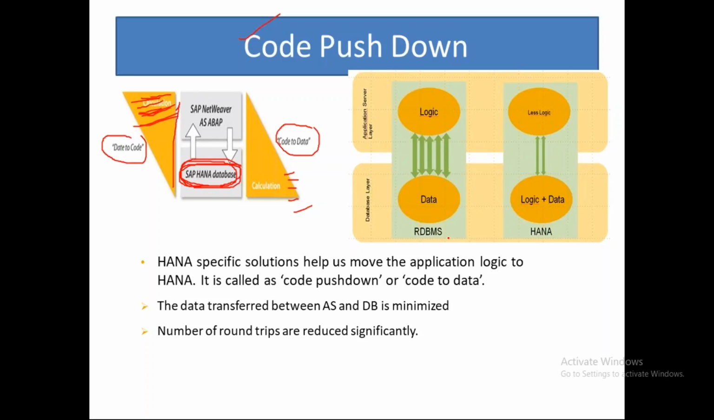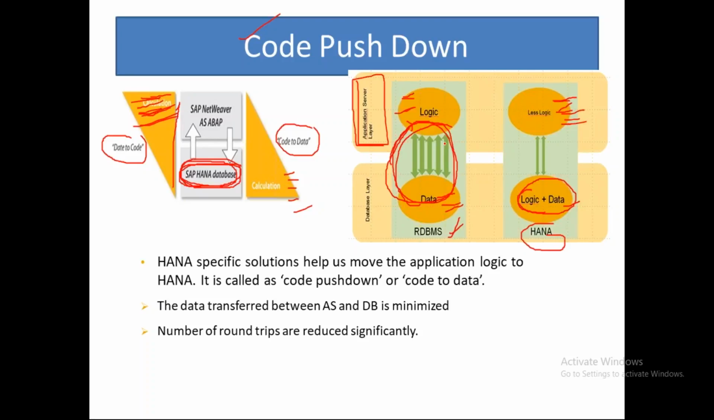There's another example here. In a traditional database, your data resides here, we get it into the application layer, and here we do all the logic. This is the application server level, and this is the database level. If it is HANA, your data plus some amount of logic is there, and in the application server there is less logic, because we cannot do everything at the database level. Still a few things we have to do at the application server level. So the advantage is that the round trips can be avoided.